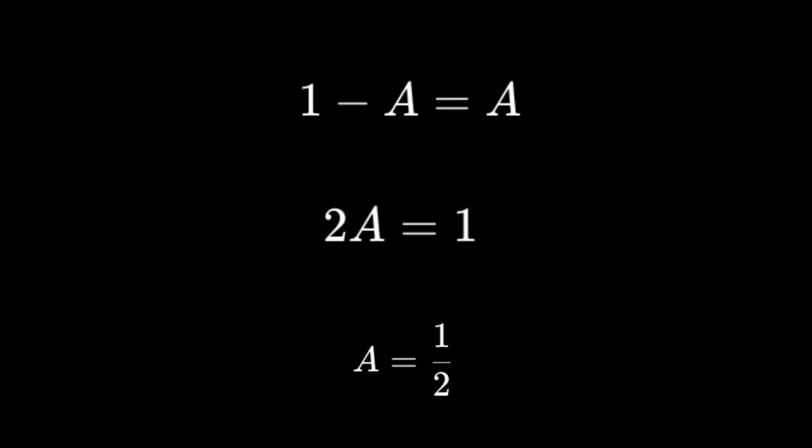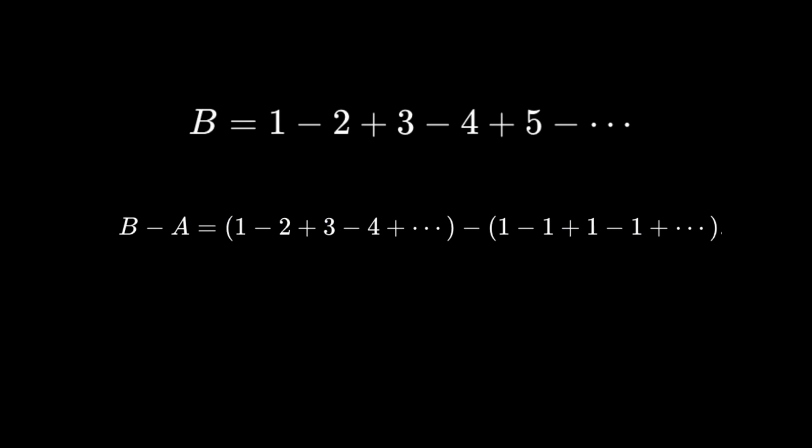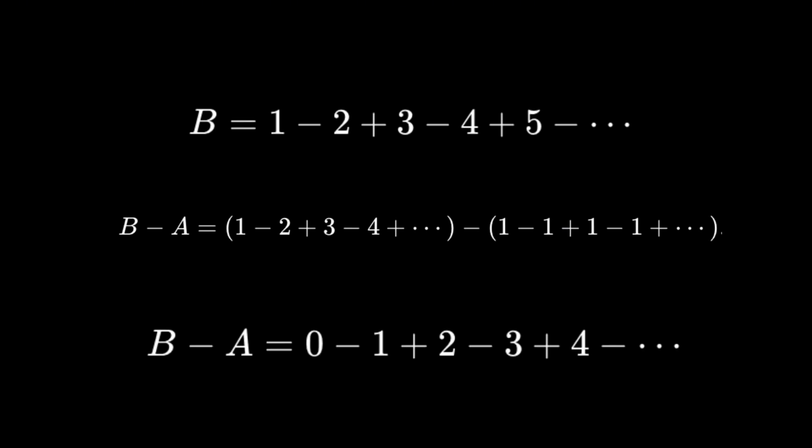Now we're going to introduce a new series b, which is 1 minus 2 plus 3 minus 4 plus 5, all the way on and on. And we're going to subtract a from b. So we get b minus a is equal to 0 minus 1 plus 2 minus 3 plus 4 and on.